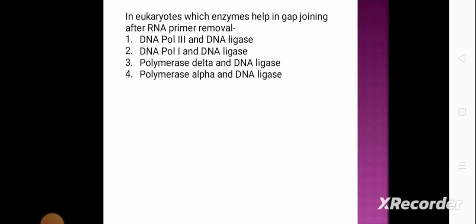Next question. In eukaryotes, which enzymes help in joining after RNA primer removal? Option 1 is DNA pol 3 and DNA ligase. Option 2, DNA pol 1 and DNA ligase. Option 3, polymerase delta and DNA ligase. Option 4, polymerase alpha and DNA ligase. And the correct answer is option 3, that is polymerase delta and DNA ligase.